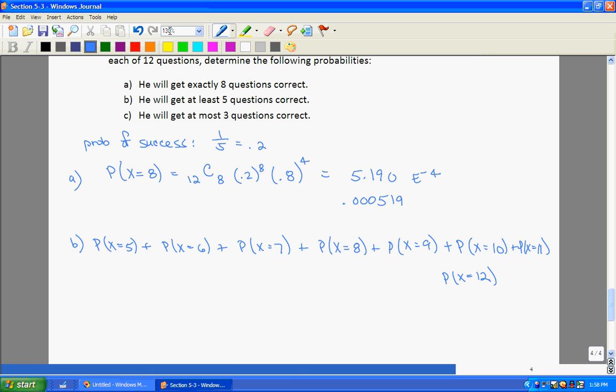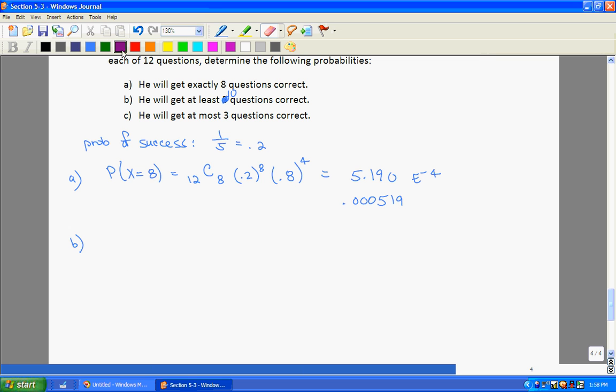Just for the sake of calculations on this problem, let's change this. I didn't realize that was going to be so much work. Let's change this to 10. He will get at least 10 questions right, because that's a lot of work to do. So at least 10 would mean the probability that x equals 10, or the probability that x equals 11, or the probability that x equals 12. So what that means is I have to find the binomial probability for each one, for 10 and for 11 and for 12.